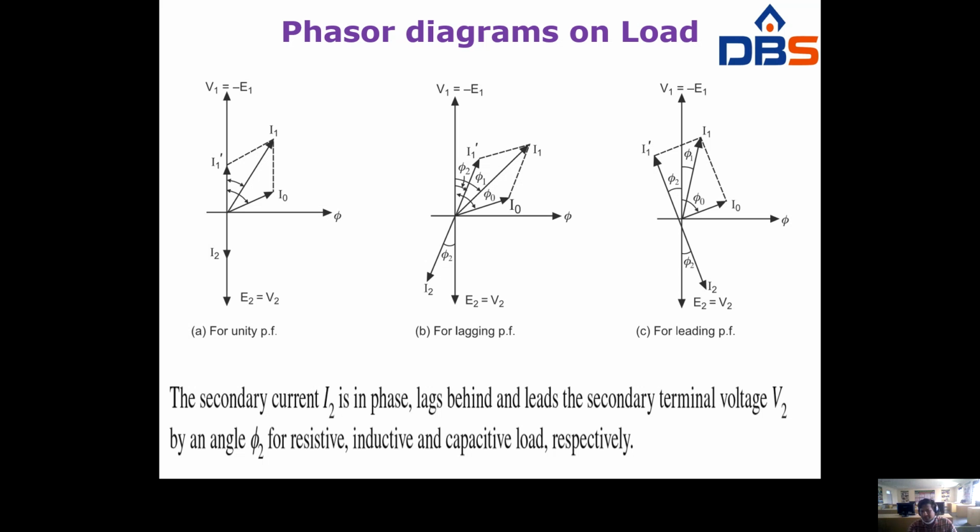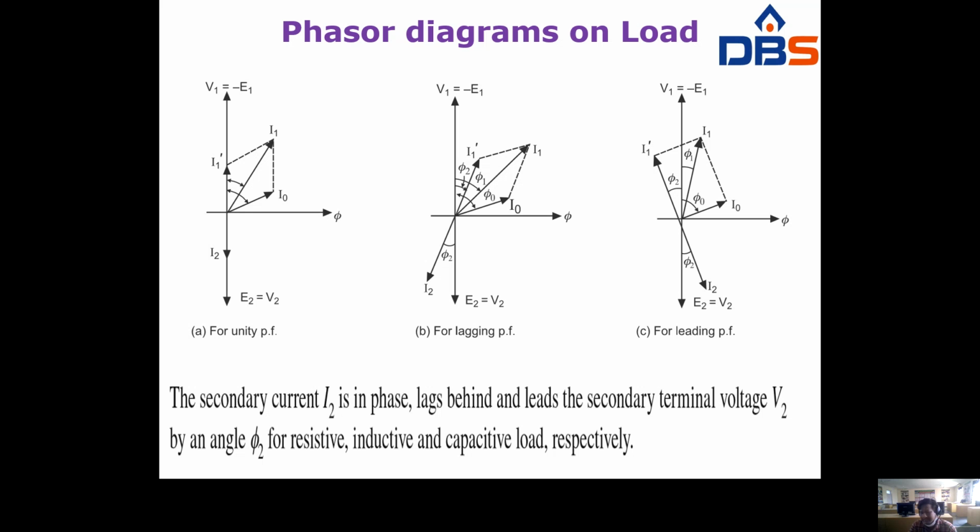Coming to the lagging power factor, current is lagging the voltage by some angle. Before, for unity power factor, both are in phase. Now coming to this one, I2 is lagging E2 by some angle phi 2, right? Now for this I2, you have to draw an exact opposite phasor, that is I1 dash, right? Exact phasor I1 dash, and I0 as usual. Combination of these two is nothing but primary current, right?